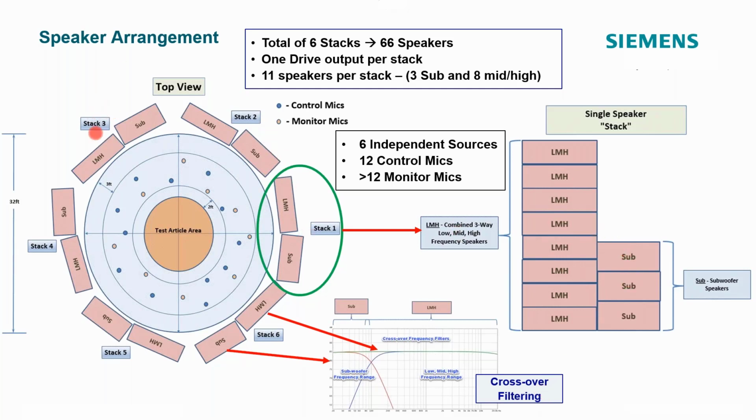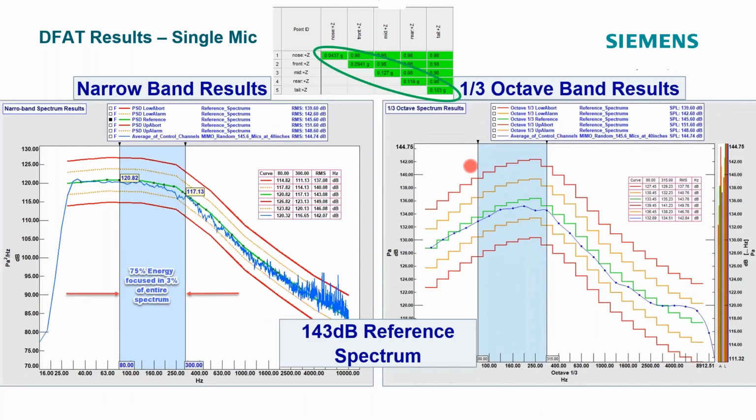You could think of these as a single shaker. So in this case, there would be 6 shakers and a bunch of control mics. So in this case, we have 6 independent sources and 12 control mics. So that gives us a 6x12 matrix that we have to calculate the transfer function, invert that transfer function, and update the drives as we do that closed loop multi-axis control testing. So that's DFAT, speaker arrangement.